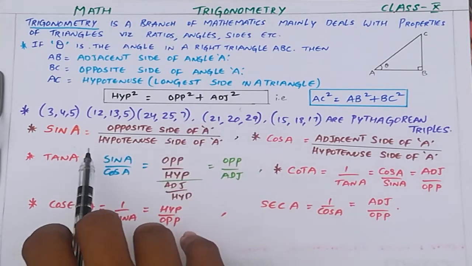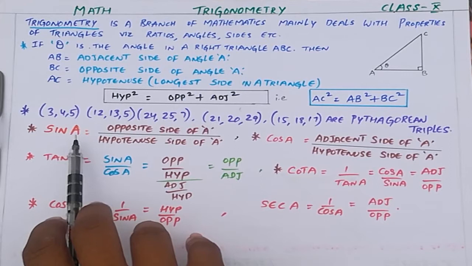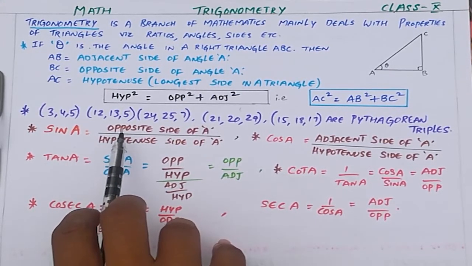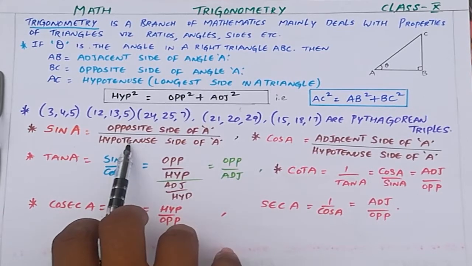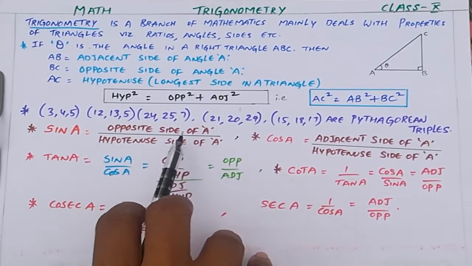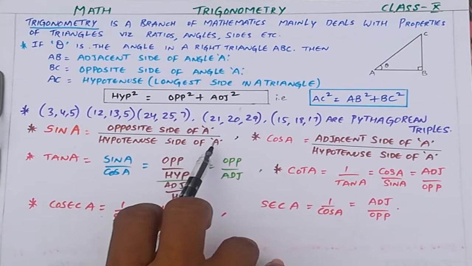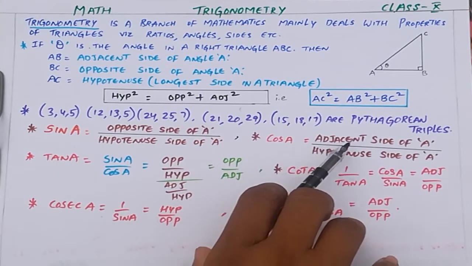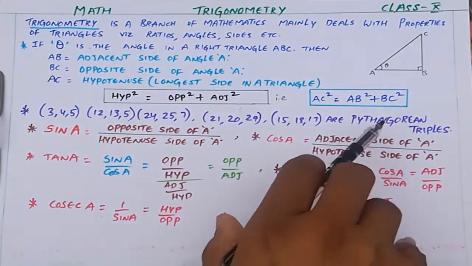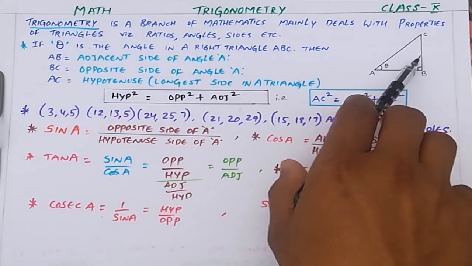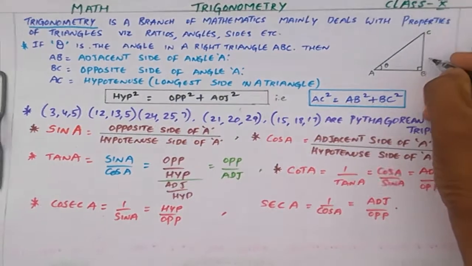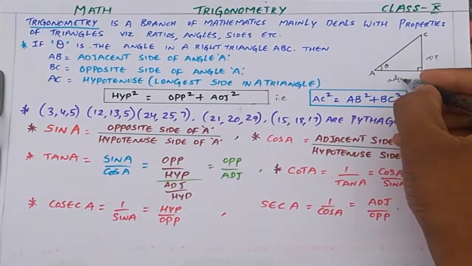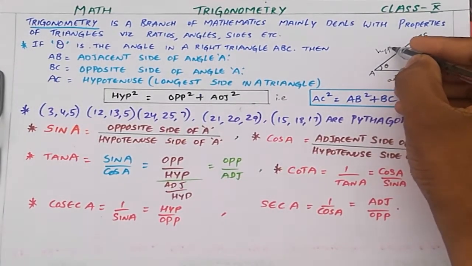Okay, we will come to the ratios of the angles. Sin A is defined as the ratio of the opposite side to the hypotenuse. So opposite side of A by hypotenuse of A is sin A. Second is cos A, adjacent side of A by hypotenuse of A. According to this angle, this is the opposite, this is the adjacent, and this is the hypotenuse.